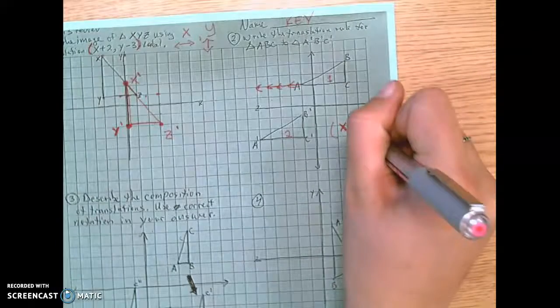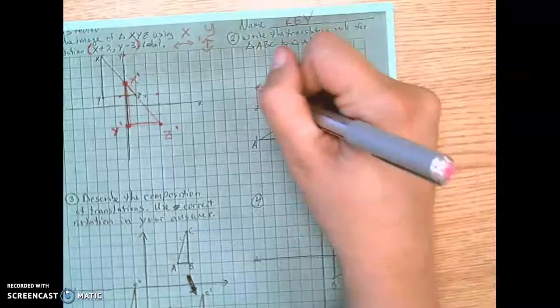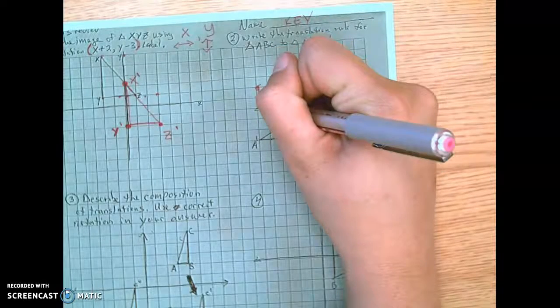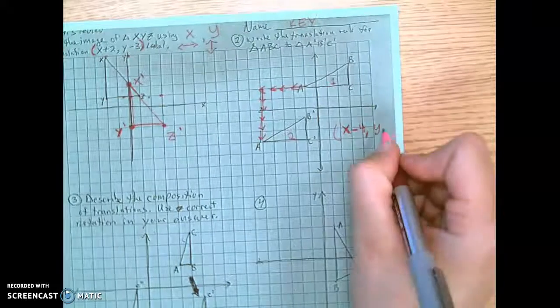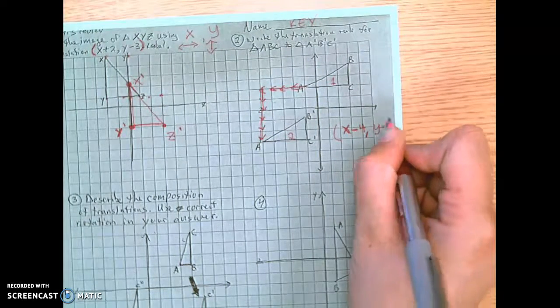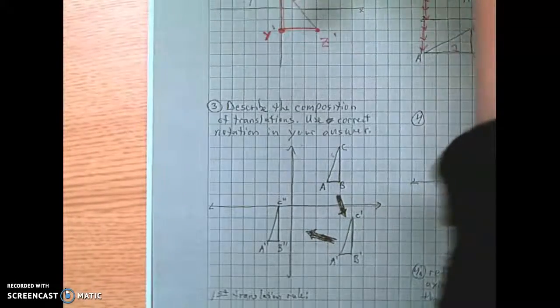Next, I got to talk about my y movement. So y is up and down. Looks like I'm going down, and I'm going down 1, 2, 3, 4, 5. So my movement will be y minus 5. All right, we're going to keep moving.